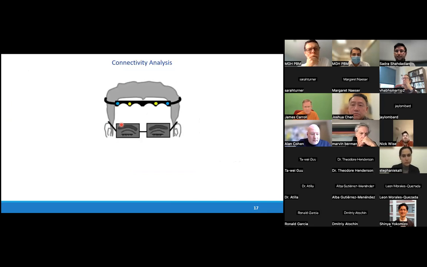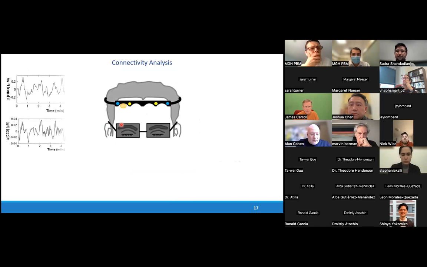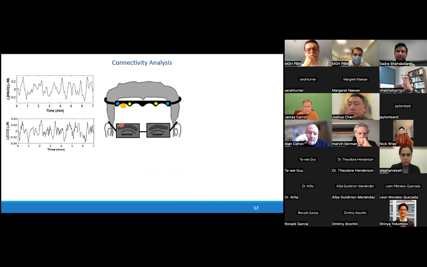For the connectivity analysis, as I mentioned, we have 2 channels, and in each channel, we can detect 2 different time series, delta HBO and delta CCO.